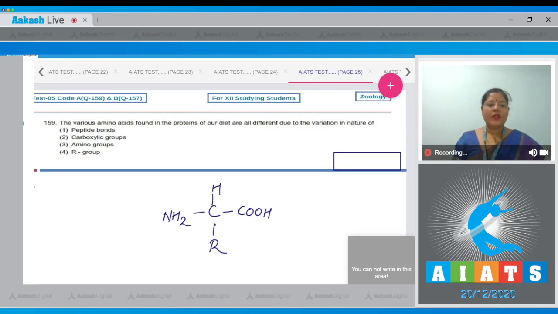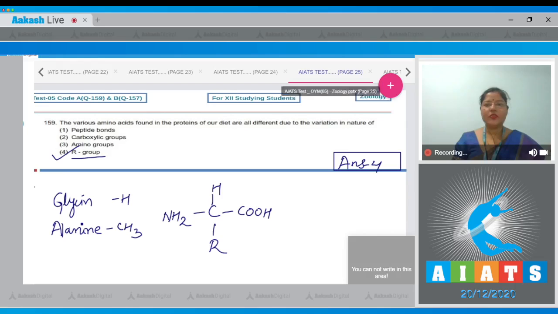For example, in case of glycine, R group is hydrogen. In case of alanine, R group is methyl group. So, various amino acids, they differ in R group. Peptide bond is present between amino acids. Carboxylic group and amino group are present in all amino acids. So, correct answer to our question is option number 4. Let's move on to the next question.